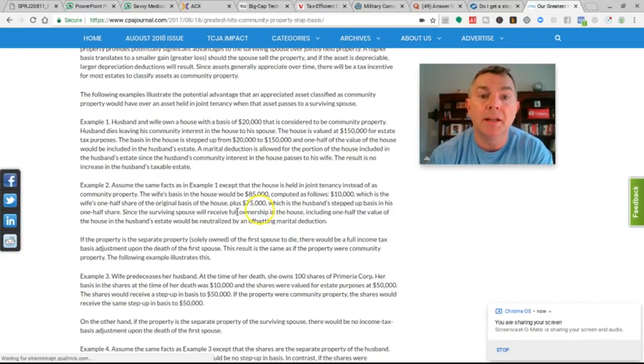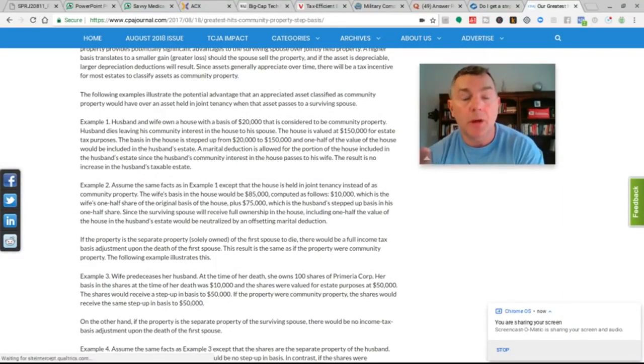All right. So we got $75,000 of appreciation, which is her half of the total value at the husband's death. So she has a $10,000 cost basis. Her half of that was $75,000. We add the $10,000 plus the $75,000 of her half, and we give her a cost basis of $85,000. That's her cost basis. Now, she still gets the property without any estate tax because, again, community property, joint tenants, common law property doesn't matter.